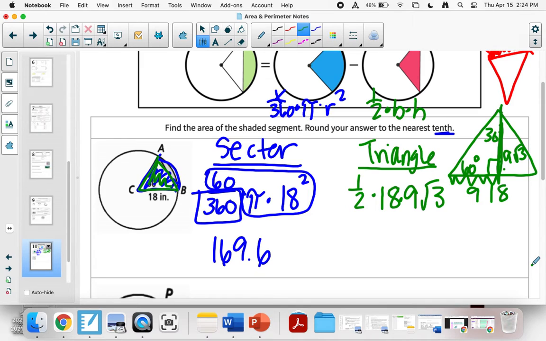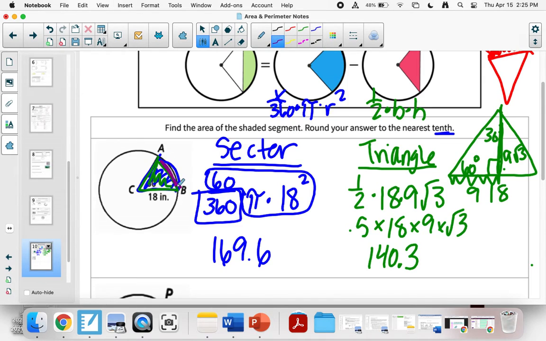Okay, you're going to multiply this all together. I'm putting in 0.5 times 18 times 9 times square root of 3. What did you get? 140.3. Yeah, 140.3. How did you get 6,000?